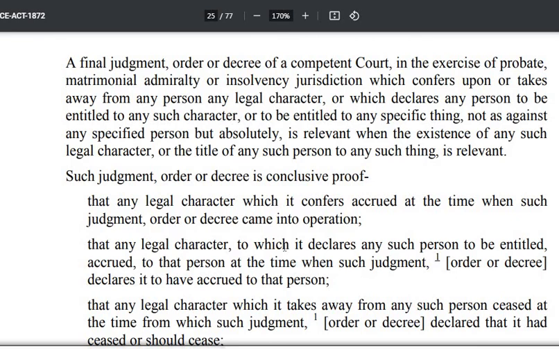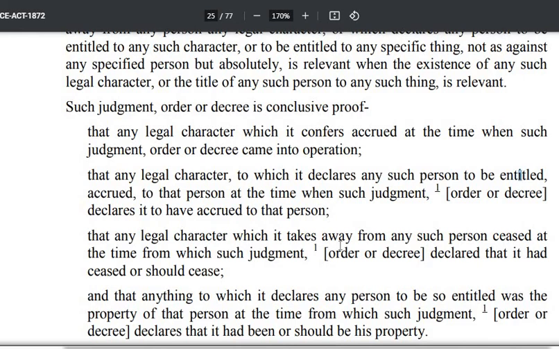That any legal character to which it declares any such person to be entitled accrued to that person at the time when such judgment, order or decree declares it to have accrued to that person. That any legal character which it takes away from any such person ceased at the time from which such judgment, order or decree declared that it had ceased or should cease. And that anything to which it declares any person to be so entitled was the property of that person at the time from which such judgment, order or decree declares that it had been or should be his property.